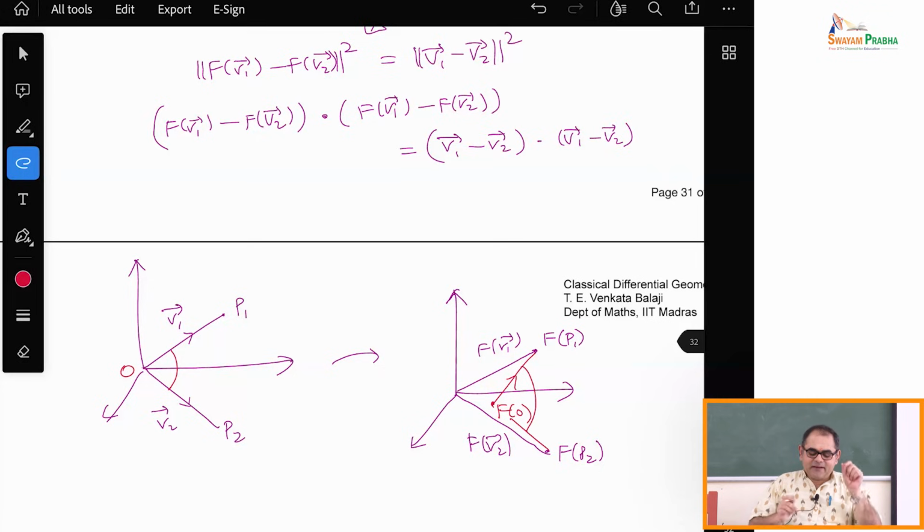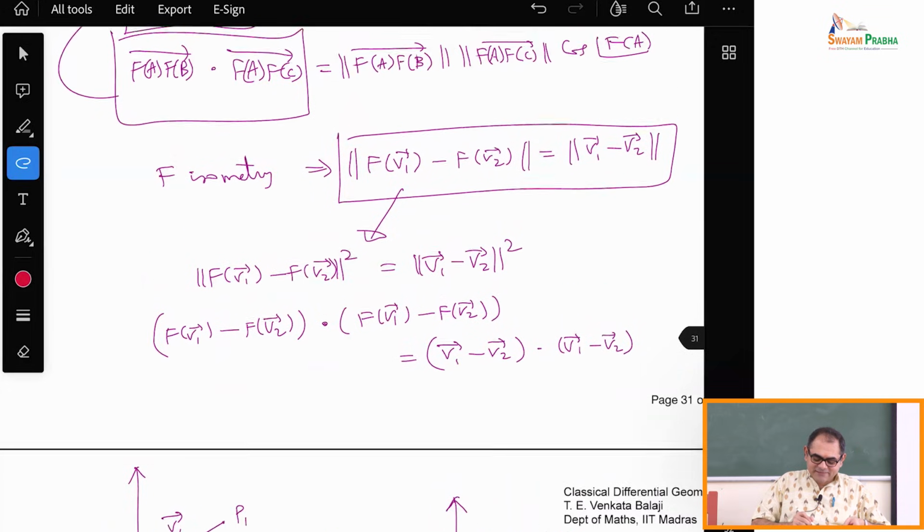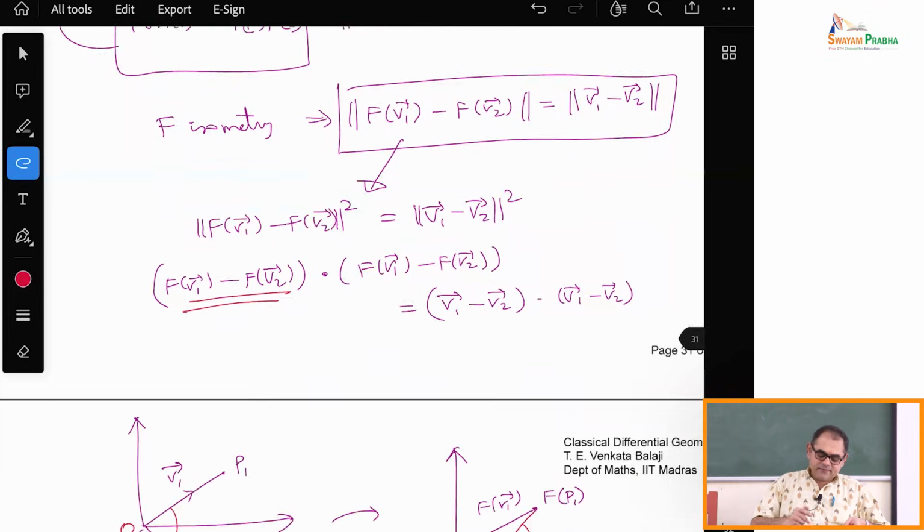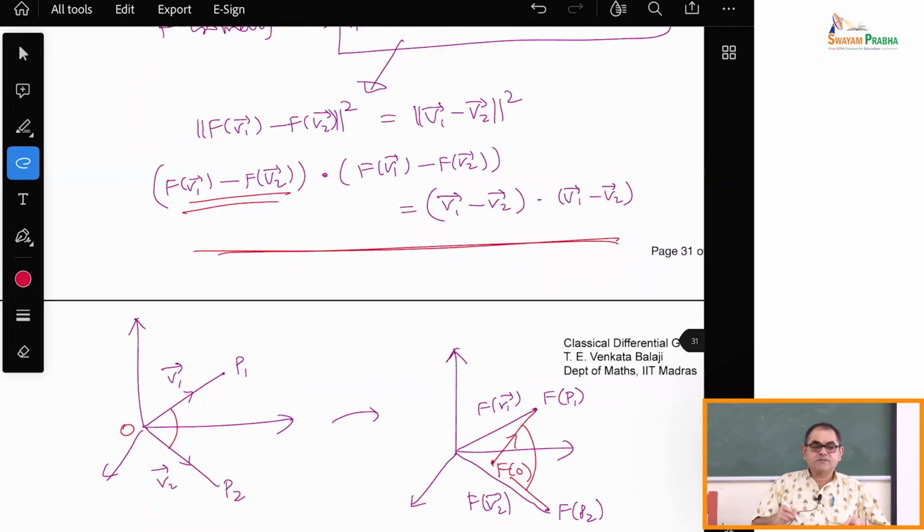The way to do that is, I have to write f(v1) minus f(0), and f(v2) minus f(0). I have to bring in 0 everywhere, all right. And then if you write out this dot product and expand it, you will see that f will preserve the dot products, okay. So this has to be written down. So I'll do this again.